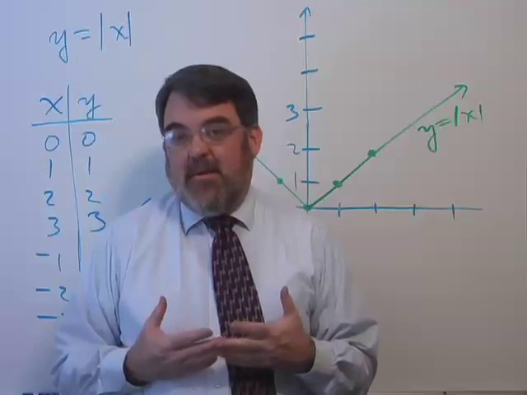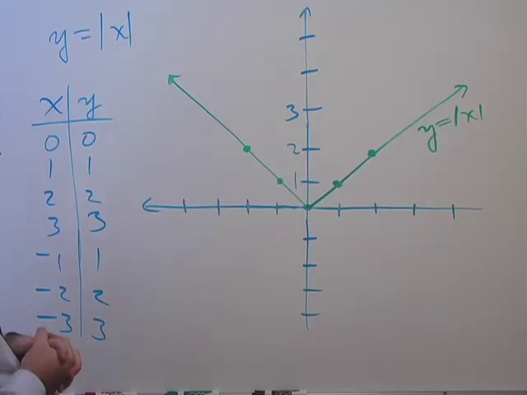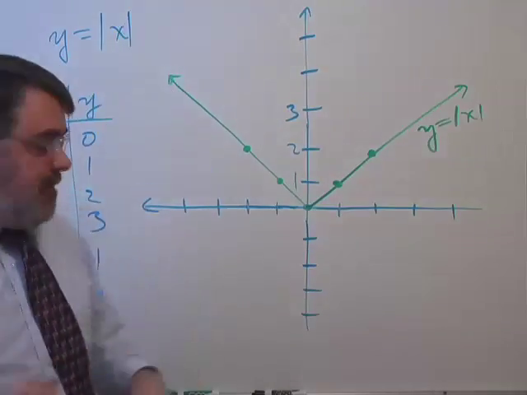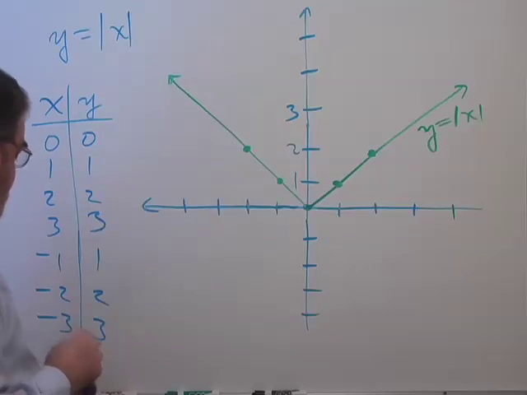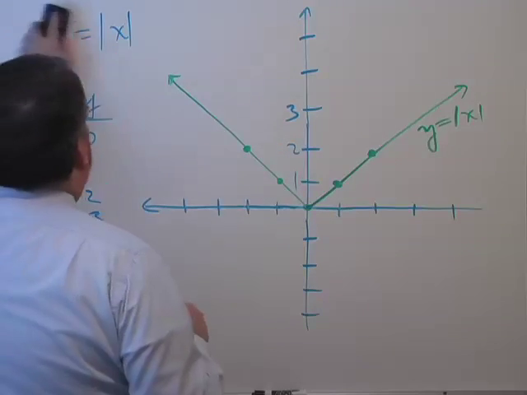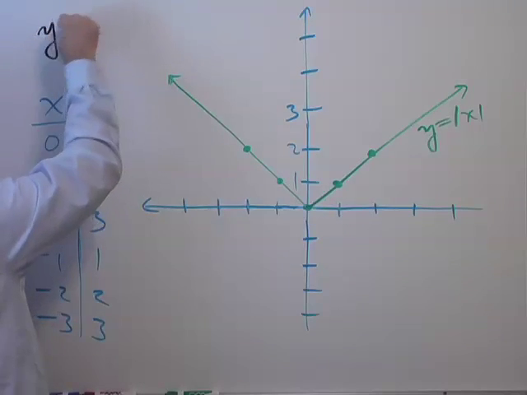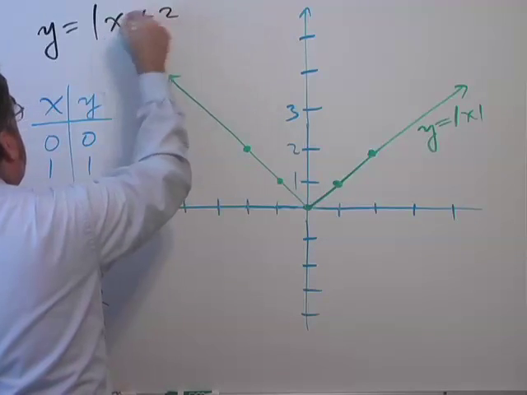Well, I'm back to the original basic absolute value function that we began this video with. And this time I want to show you how the horizontal translations work, or horizontal shifts. And so look what happens if I replace x with something a little different here. So let's look at y equals 2, the absolute value of x plus 2.